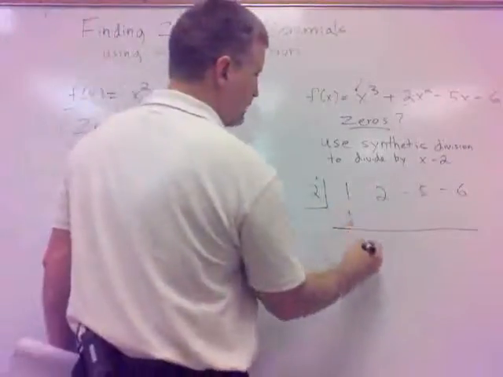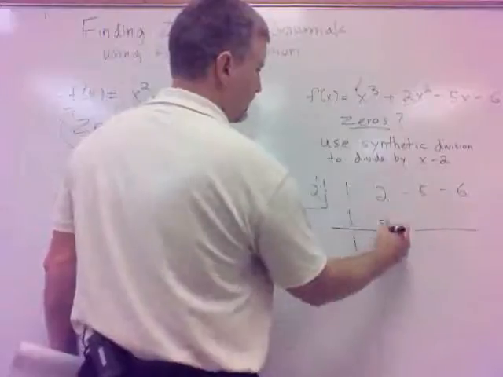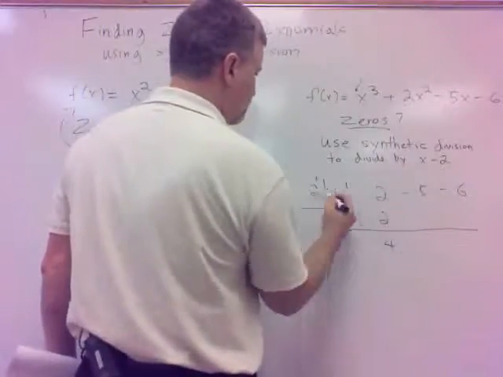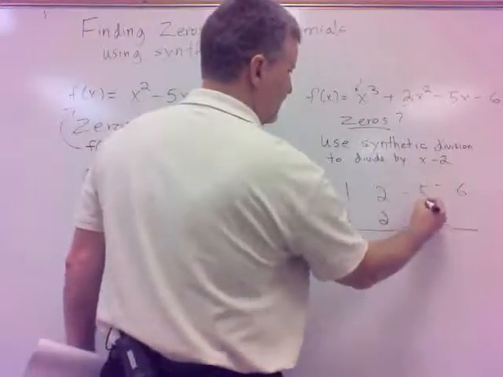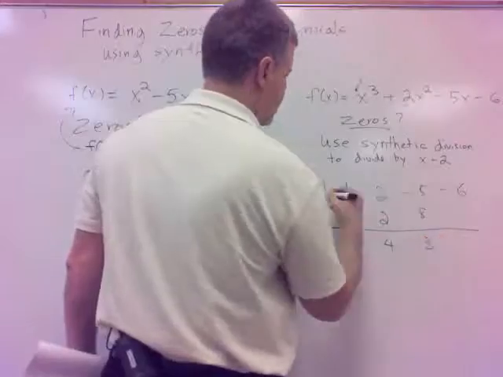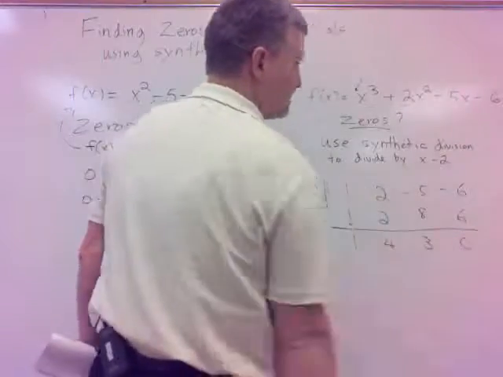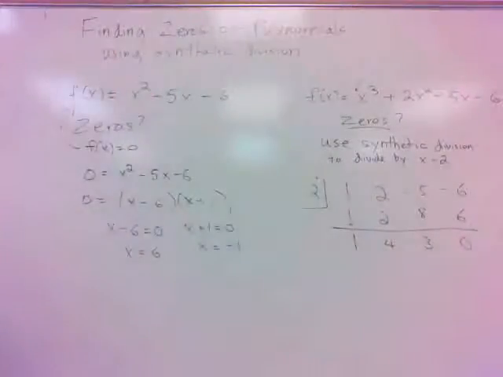I get 1. 1 times 2 is 2. 2 plus 2 is 4. 4 times 2 is 8. Negative 5 plus 8 is 3. 3 times 2 is 6. Negative 6 plus 6 is 0.